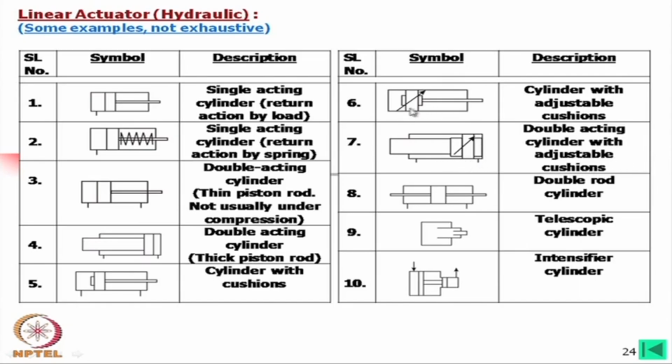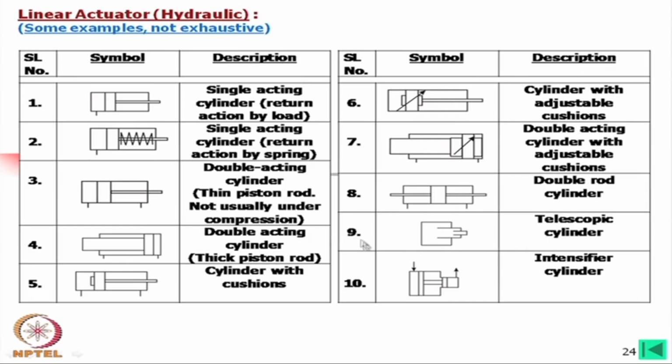You can see that if it is a single acting cylinder with adjustable cushions only, there is no mention whether it is single acting or double acting. Usually it is single acting because no compressive force is applied here for a thin rod. In that case, this is double acting, you will find both the lines here, and this is a thick cylinder, because it can give compressive load as well as tensile load. Now, in this case, a double rod cylinder. This cylinder again may be very thick or thin. Now, this is a telescopic cylinder.